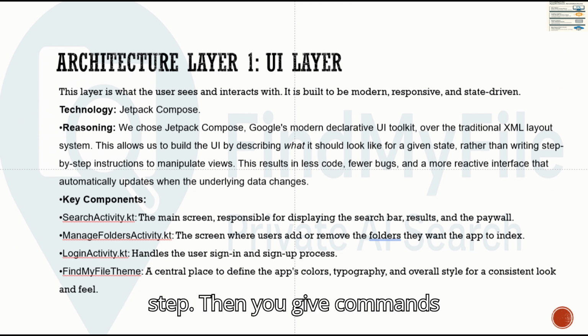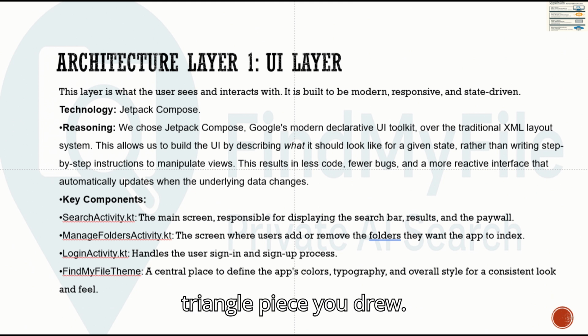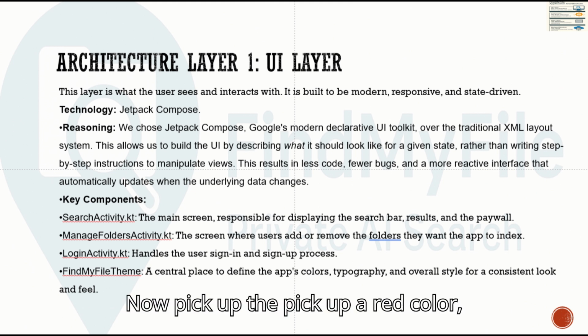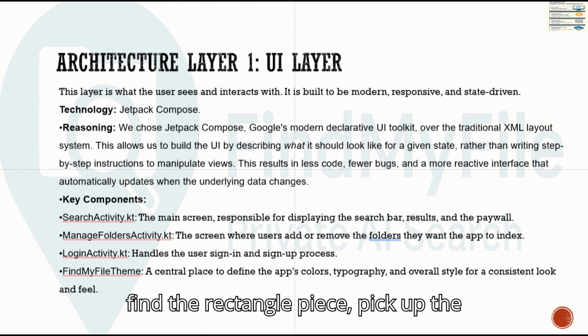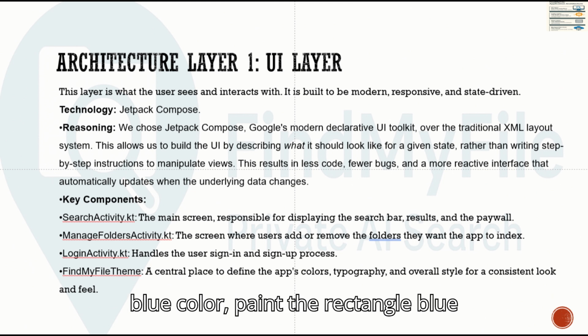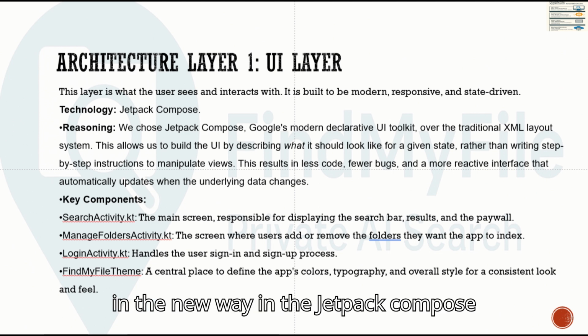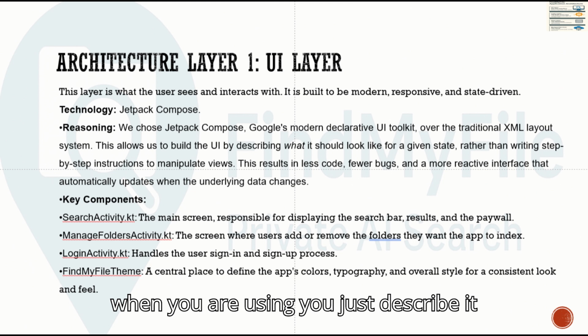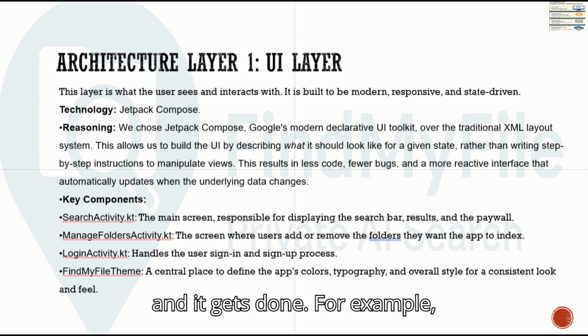Then you give commands using Java. You tell the robot: find the triangle piece you drew, now pick up a red color, paint the triangle red. Next, find the rectangle piece, pick up the blue color, paint the rectangle blue. This is how you would do it in XML. But in the new way, in Jetpack Compose, you just describe it and it gets done.